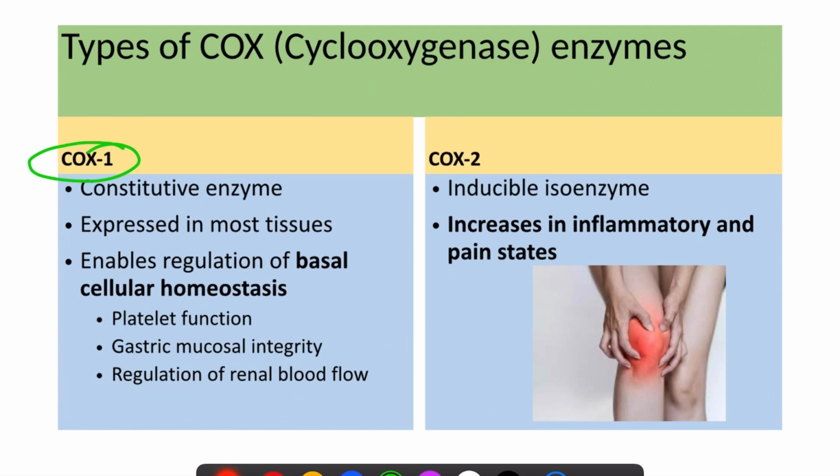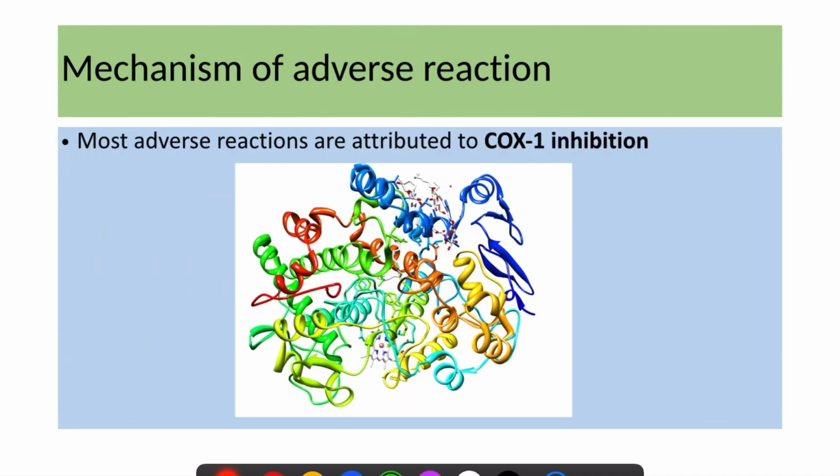COX-1 is a constitutive enzyme and it's expressed in most of the tissues in the human body, and it enables the regulation of basal cellular homeostasis like platelet function, maintenance of the gastric mucosal integrity, and it also helps in the regulation of the renal blood flow. Whereas COX-2 is an inducible enzyme which increases during inflammation and the pain states. So most of the side effects and the adverse effects related to the NSAIDs are attributed to the COX-1 inhibition.